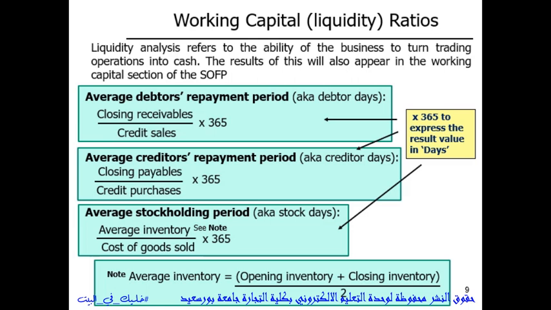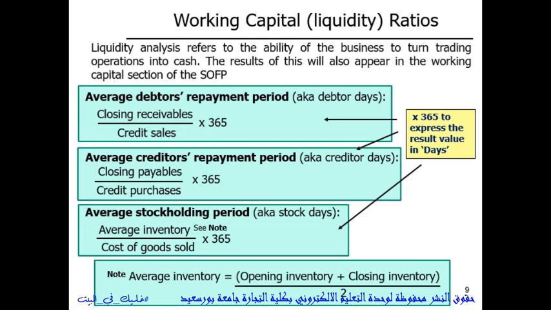So again, we have three main ratios in the liquidity ratios. The first one is average debtor repayment period. The debtors are the account receivables, which is equal to closing receivables divided by credit sales multiplied by 365. The average creditor repayment period is equal to closing payable divided by credit purchases multiplied by 365.